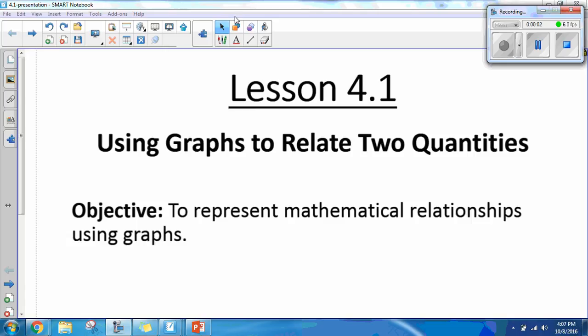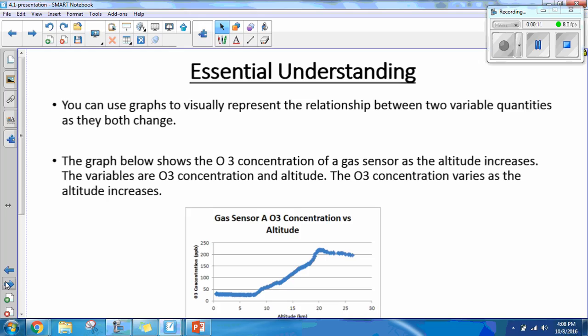This is lesson 4.1, using graphs to relate two quantities. Your objective is to represent mathematical relationships using graphs. You can use graphs to visually represent the relationship between two variable quantities as they both change.